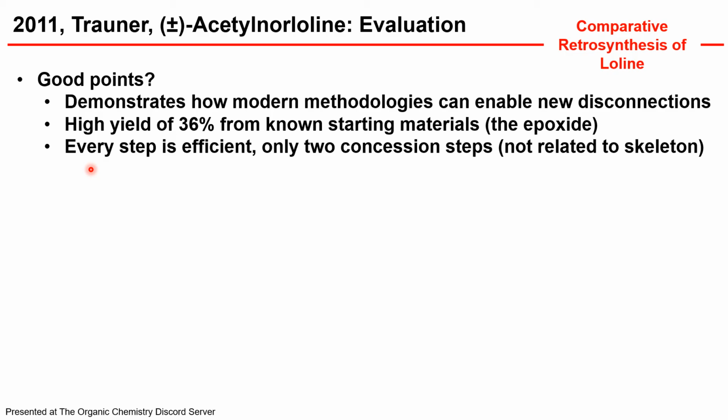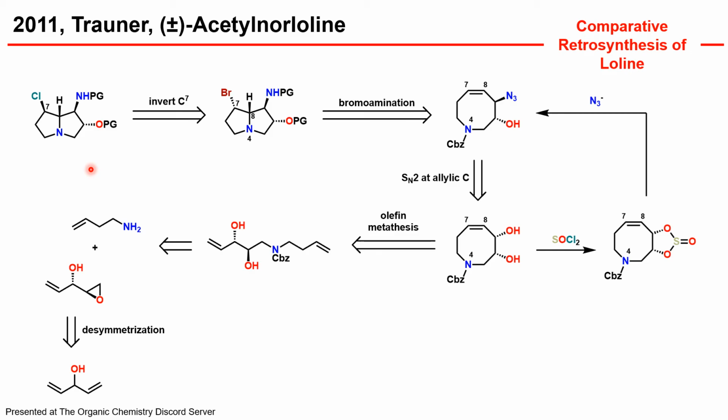Every step is very efficient, right? So a concession step is when you do a reaction that doesn't actually have that much to do with putting the molecule together. The example of a concession step is this, right? You're just turning one leaving group into another, and all you're doing is inverting the stereocenter. So if you could find a haloamination that gives you this stereoselectivity, then you'd be golden, right? You don't have to waste a step. But then, unfortunately, you can't get everything you want, right?